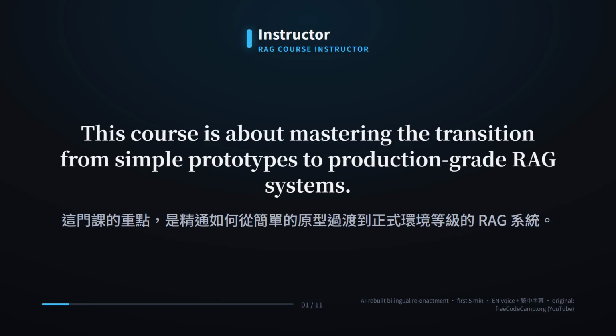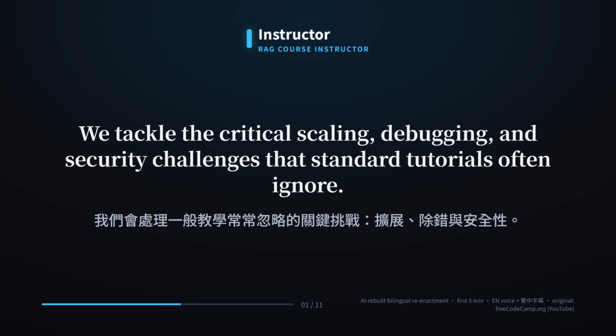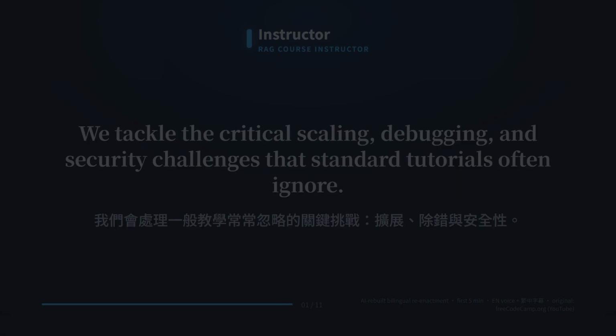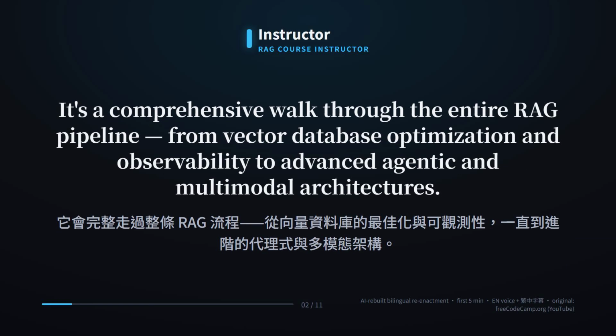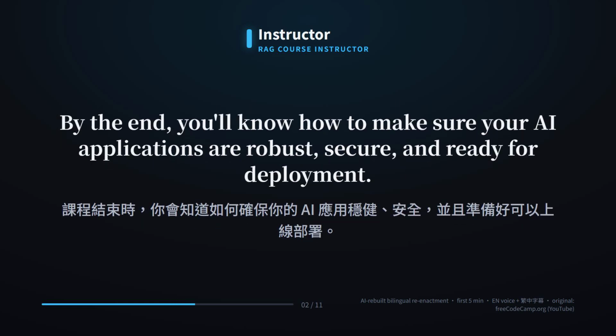This course is about mastering the transition from simple prototypes to production-grade RAG systems. We tackle the critical scaling, debugging, and security challenges that standard tutorials often ignore. It's a comprehensive walk through the entire RAG pipeline, from vector database optimization and observability to advanced agentic and multimodal architectures. By the end, you'll know how to make sure your AI applications are robust, secure, and ready for deployment.